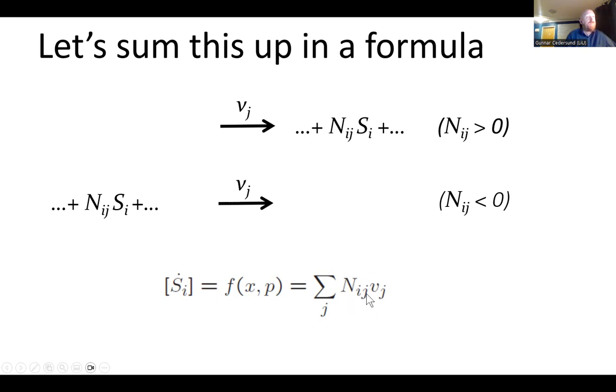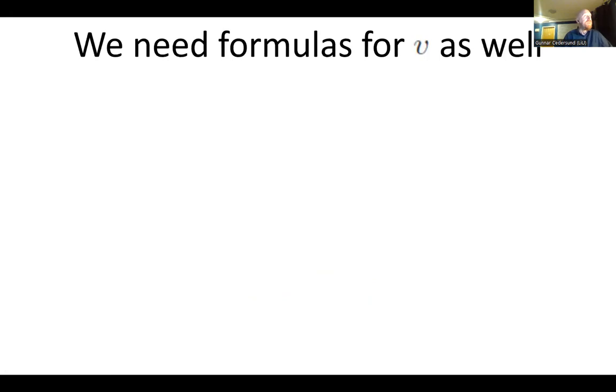Plus sign if it's a product, otherwise it's a minus sign, and the stoichiometric coefficient appears because every time the reaction flows, it's the Nij number that is produced or consumed. Okay, easy peasy.